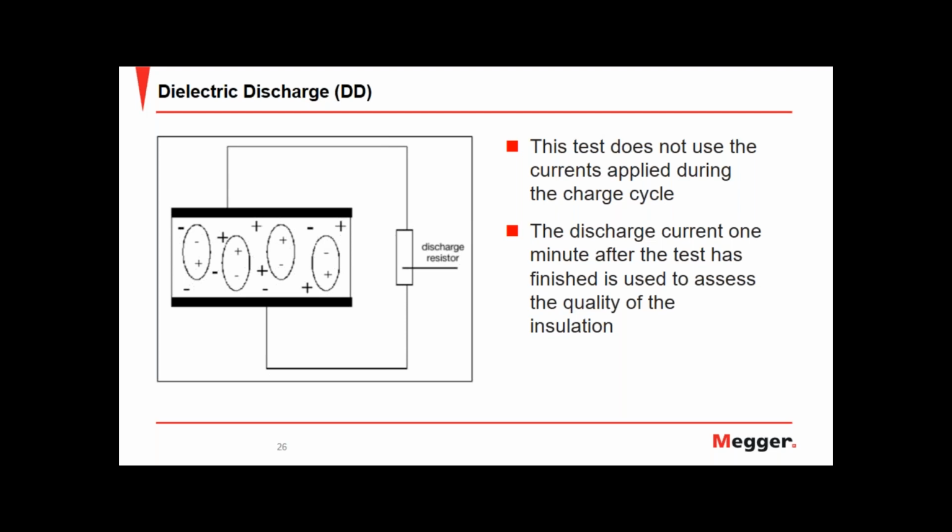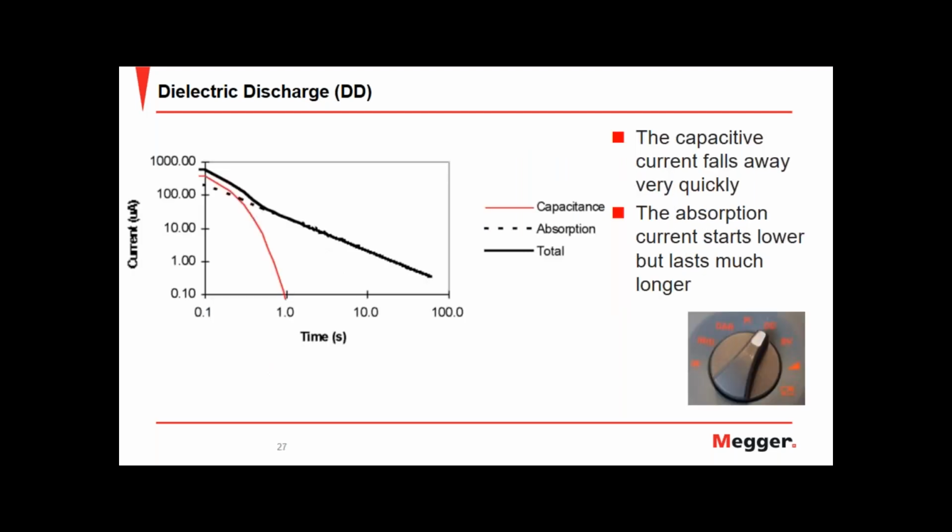Now this test allows the asset to be charged for 30 seconds, and then we remove the high voltage, and then we allow it to decay. There are 2 types of current again that we will see. We will see the capacitance decay very quickly. Once that capacitance has decayed, we're into the absorption, or the reabsorption, if you like. As it's discharging, there will be a current in decline, and we measure that after 1 minute.